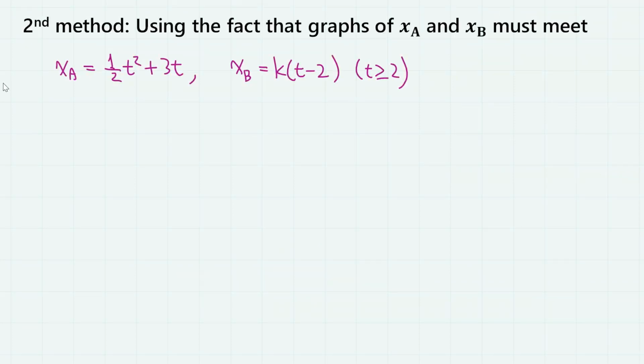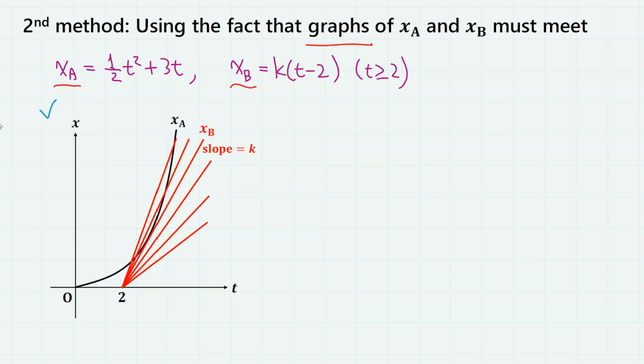Second method, using the fact that the graphs of xA and xB must meet. In the second method, we are going to extract conditions from graphs right from the start. We can plot positions xA and xB as a function of time, which gives these x-t plots. Notice that the graph of xA is a parabola that passes the origin, and we can easily draw its graph using the basic knowledge of a quadratic function.